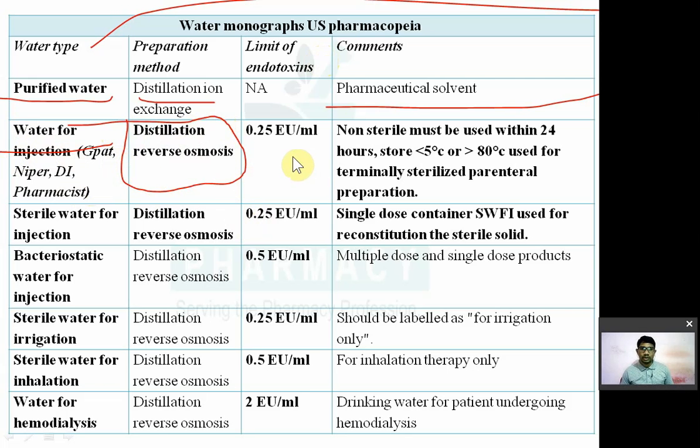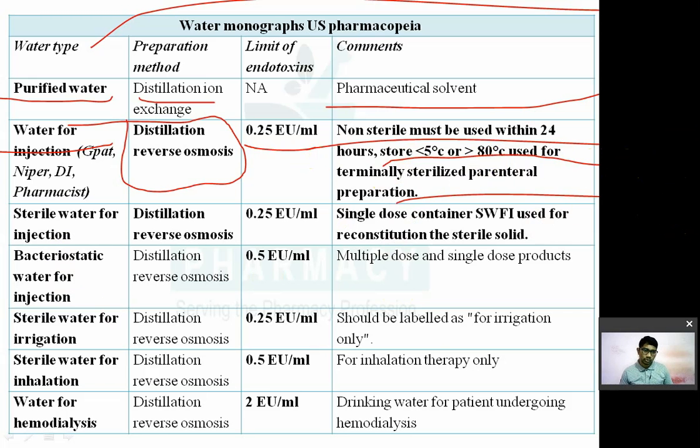The limit for endotoxin we have already seen: 0.25 endotoxin unit per ml, not more than. For all of these the maximum is more or less the same. Now water for injection must be sterile, and it must be used within 24 hours. If you have prepared it, you have to use it within 24 hours. If you want to store this water, you can store it either below 5 degrees Celsius or above 80 degrees Celsius. The conditions are very important, remember them.